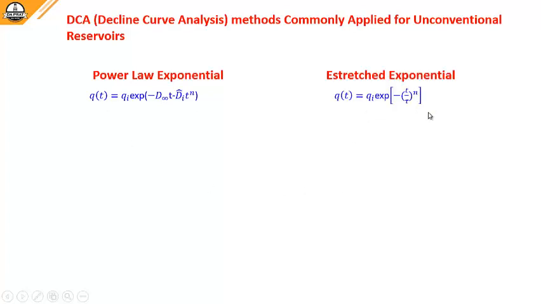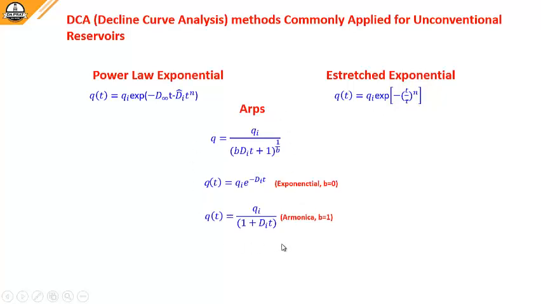Okay, now we're going to enter decline curve analysis methods, which are commonly applied for unconventional reservoirs. The power law potential, the equation is defined here for the flow rate. The stretched exponential here. The ARPS, which has been used since 1946, not for conventional reservoirs actually.